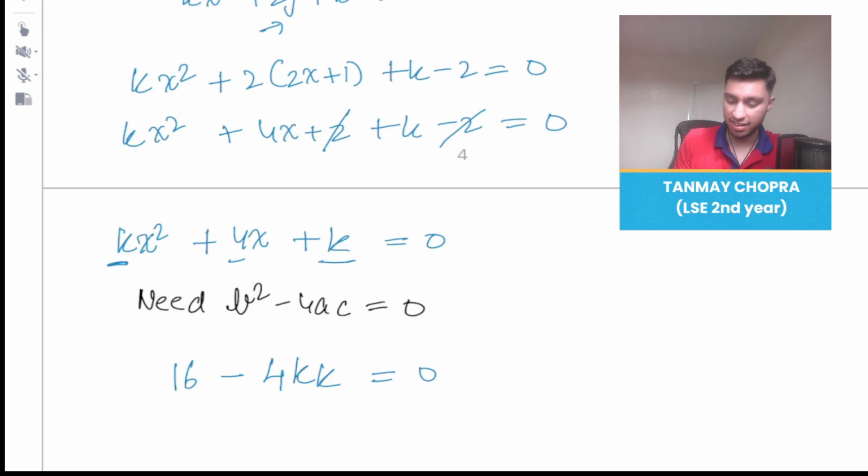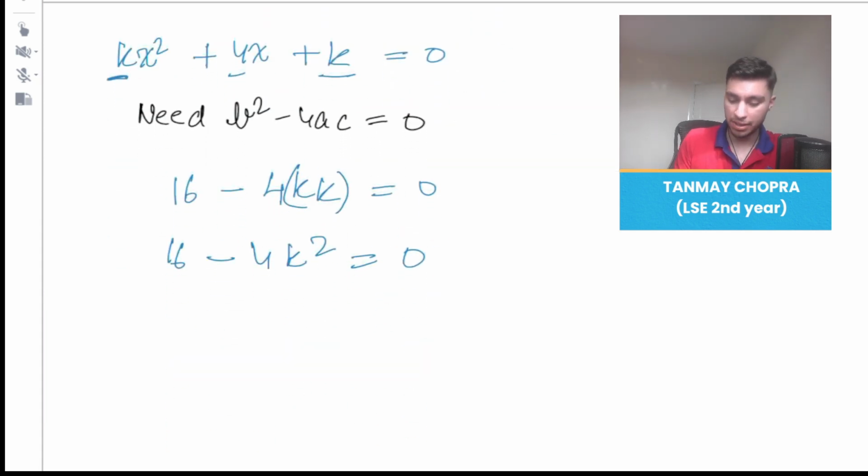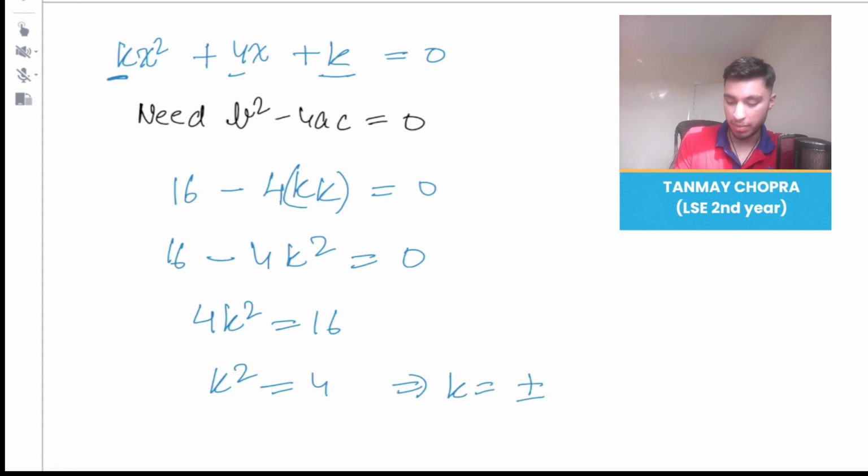This is essentially saying 16 minus 4k squared equals 0. What does that mean? Very simple. 4k squared equals 16 and k squared equals 4. This implies k equals plus or minus 2. I just take the square root on both sides.